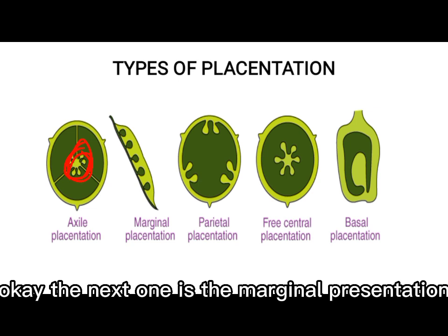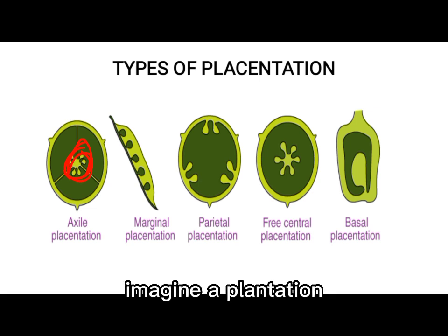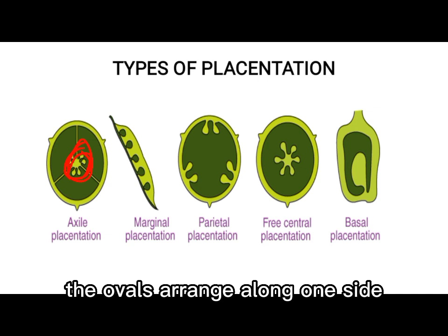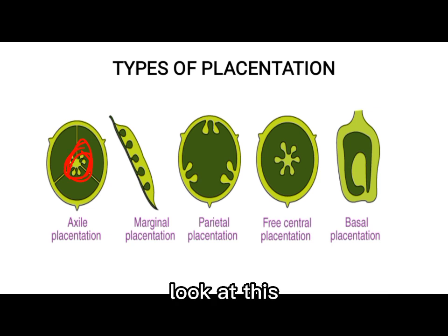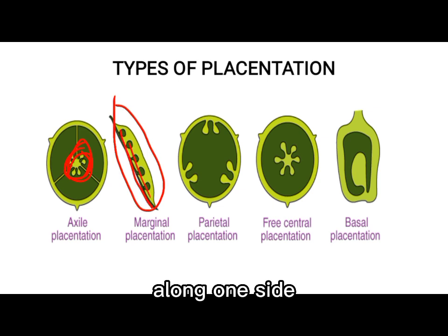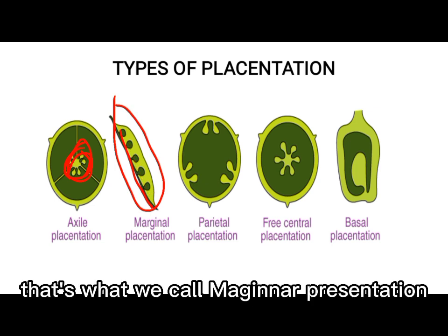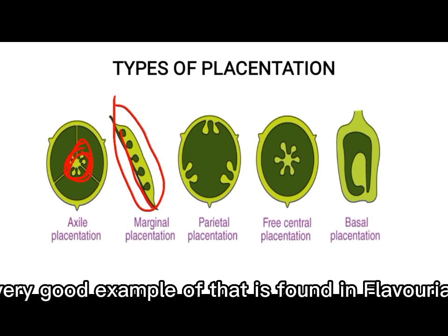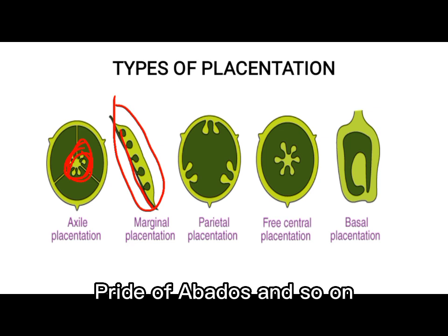The next one is the marginal placentation. In marginal placentation, the ovules are arranged along one side. Look at this. They are arranged along what? Along one side. That's what we call marginal placentation. A very good example of that is found in flamboyant, pride of Barbados, and so on.